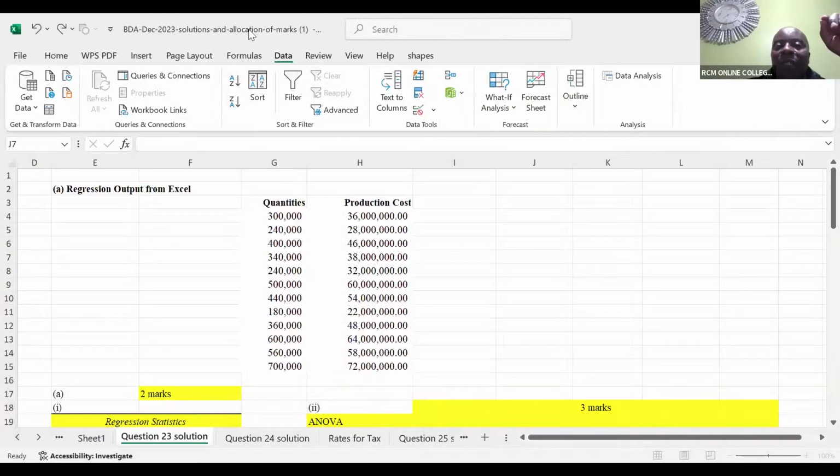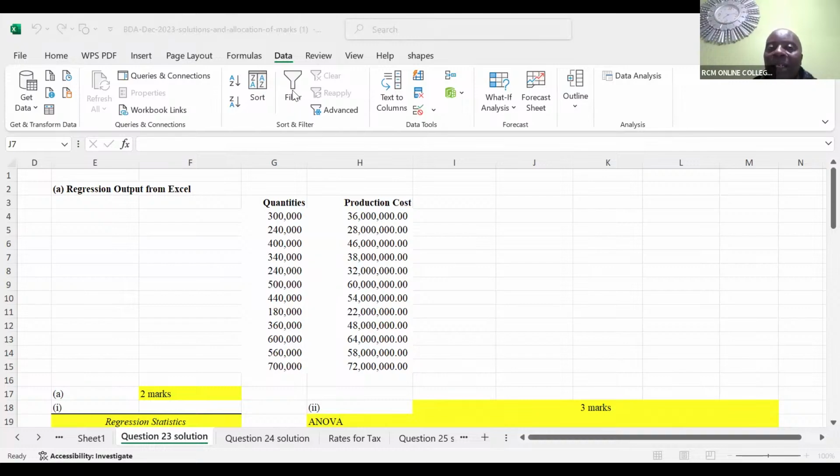Do you have this past paper of December 2023, question number 23? Have you been able to produce it? BDA December 2023. Yeah, thank you so much. Now, ladies and gentlemen, I want us to convert this into a regression model. So how do we do this?